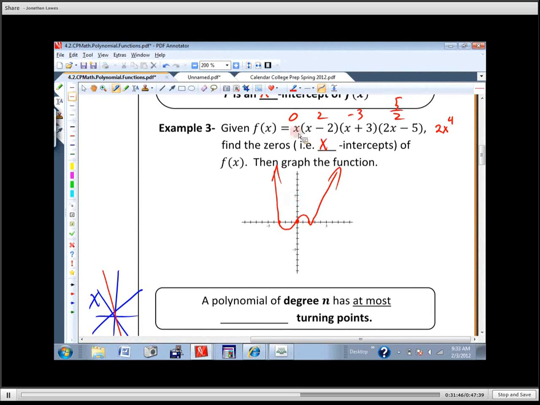I took x times x, that's x squared, times x, that's x cubed, times 2x would be 2x to the fourth. Good question. Anything else? Does that make sense? Okay.